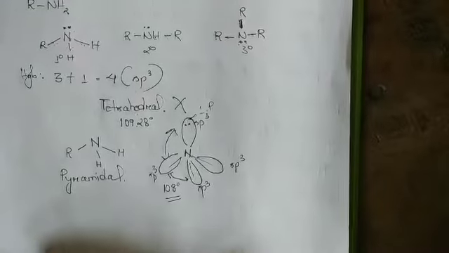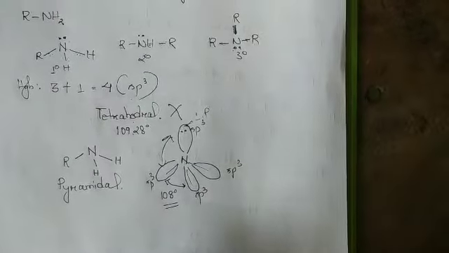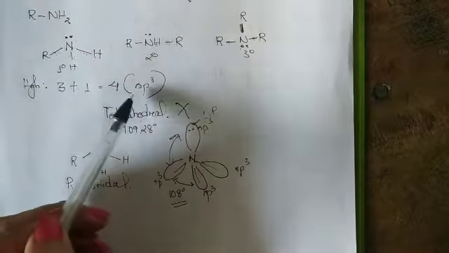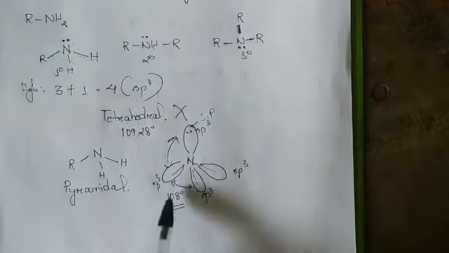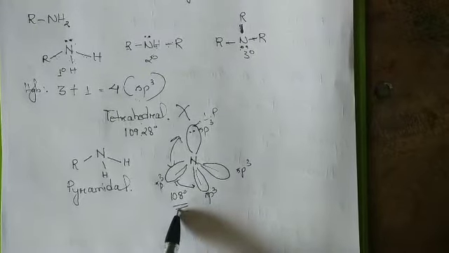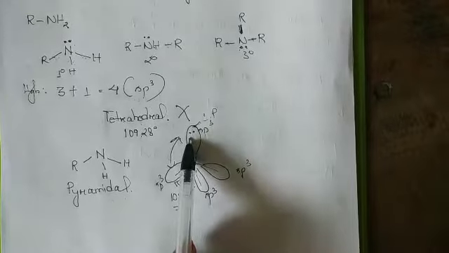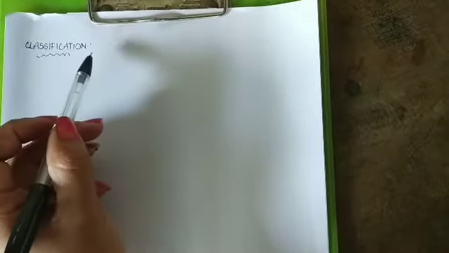Therefore, to summarize, the most important point in amines is that the central atom is nitrogen, which is sp3 hybridized, and the bond angle is 108 degrees with a pyramidal structure. Since lone pairs are present in amines, the tetrahedral structure is not possible, and it forms a pyramidal structure. So now let us move to classification of amines.